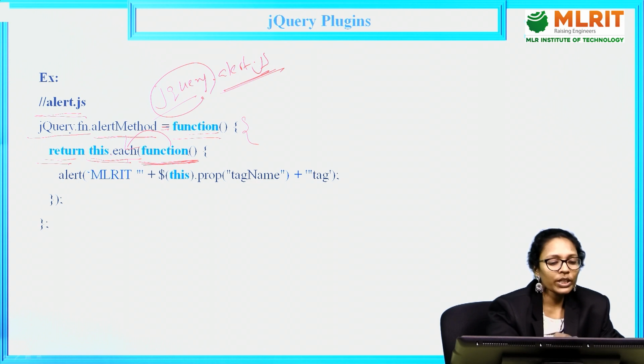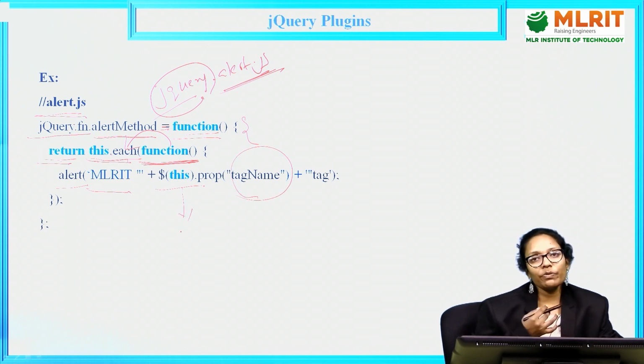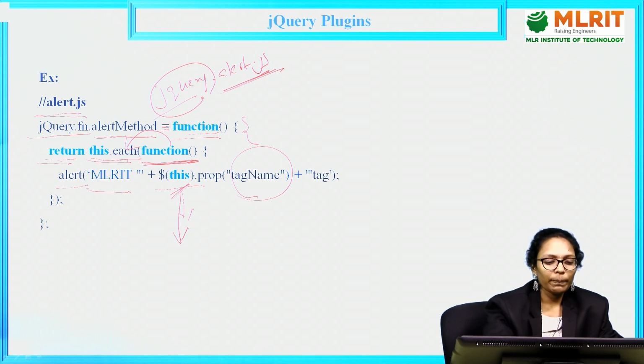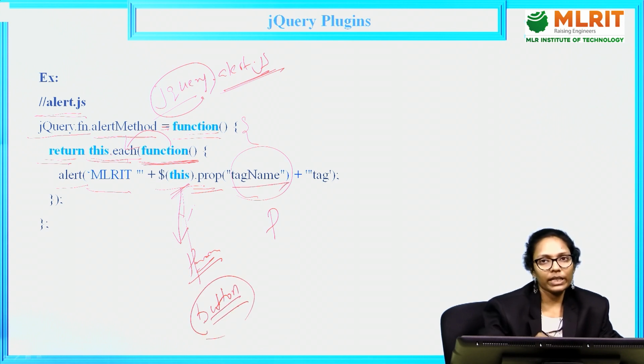What is this function doing? This function is generating an alert message. What does this alert message contain? MLR ID followed by this dot property of tag name. This means the current element. So for whichever element you are applying this, if you are applying it to the p tag, then this will be replaced with the paragraph. So for paragraph, what is the property name? P only. If instead of this I am using button, the tag name will be button. The property name will be button. So like that, this will be applied.